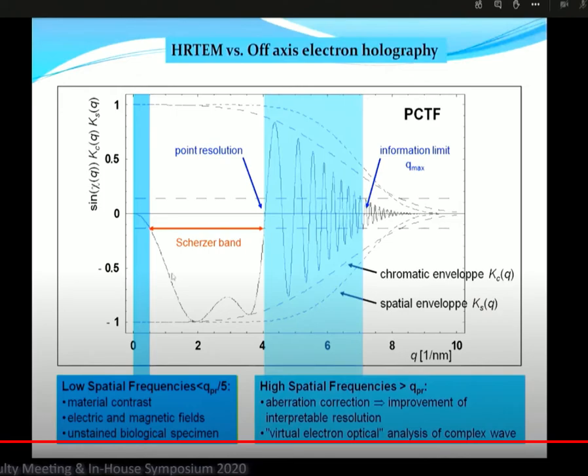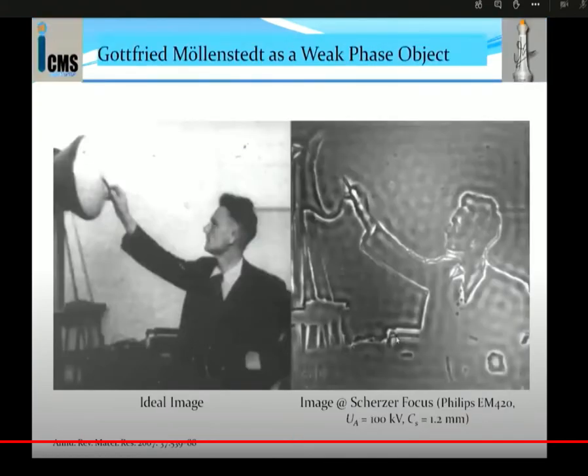So your HRTEM basically acts as a bandpass filter. It only transfers information with high contrast for a specific frequency range, and that we basically align to the interatomic spacing. And holography can actually transfer all frequency range information. To understand this, you can take this example. It is a photograph of Gottfried Möllenstedt.